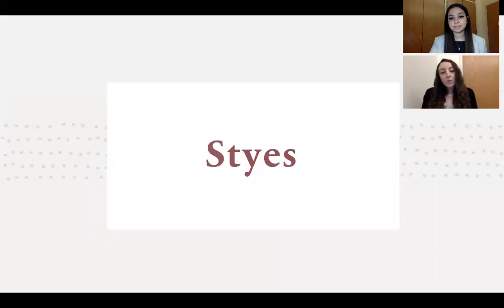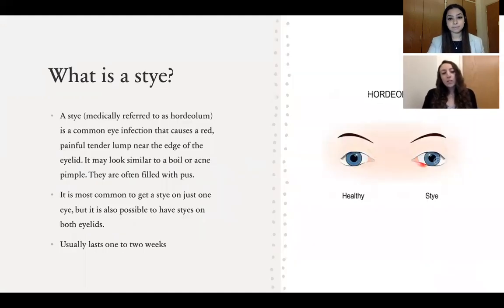Okay, so now moving on to styes. What is a stye? A stye is a common eye infection that causes a red, painful, tender lump near the edge of the eyelid. It may look similar to a boil or acne pimple, and they're often filled with pus. It's most common to have it in just one eye, but you can also have it on both eyelids, and it usually lasts 1 to 2 weeks.